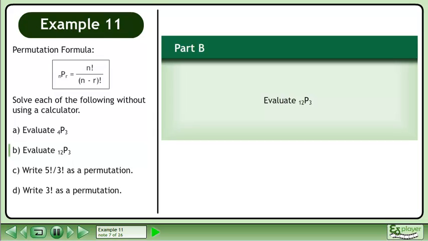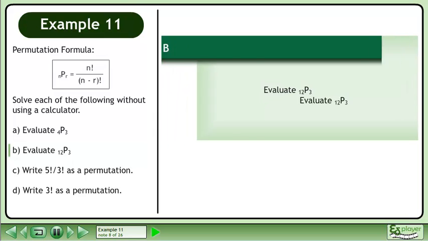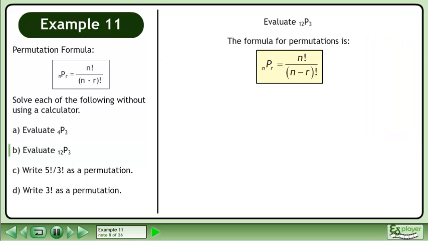In part B, evaluate 12P3. The formula for permutations is nPr equals n factorial over n minus r factorial. Plug in 12 for n and 3 for r. The denominator becomes 9 factorial.